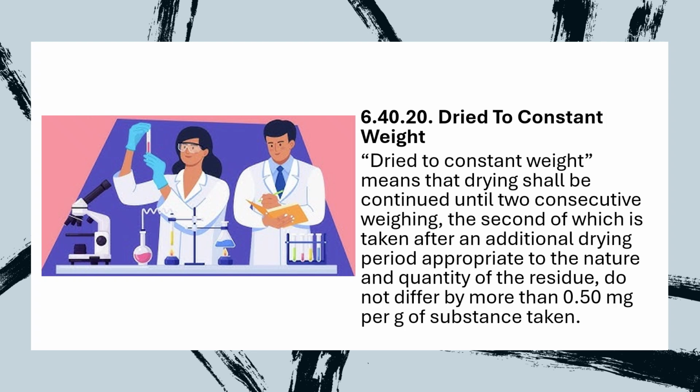Now the next is 6.40.20, that is dried to constant weight. The term dried to constant weight means that drying is continued until two consecutive weighings taken after an appropriate additional drying period differ by not more than 0.50 milligrams per gram of substance taken, right? So this is the same concept as we discussed for the ignition, right?